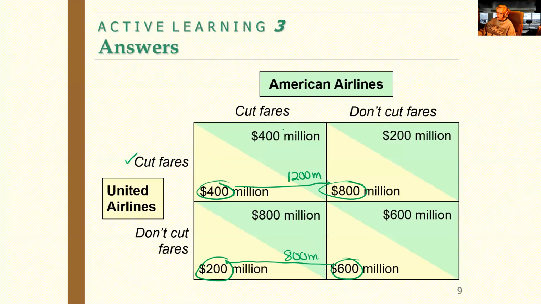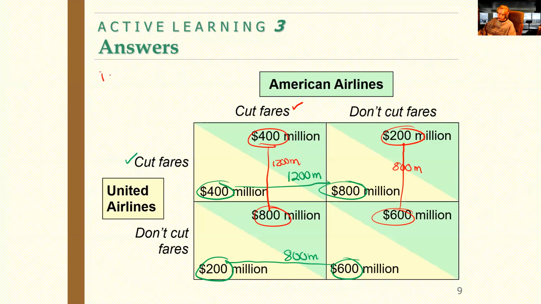Now we'll look at American Airlines. Let me do it in a different color. Okay, American Airlines, we have 400 million and 800 million. Add the two together, we get 1,200 million. Don't cut fares, 200 million, 600 million, 800 million. Okay, which do I want more? I'd much rather have 1,200 million. That leads us over to this column. So therefore, their dominant strategy is as well to cut fares.